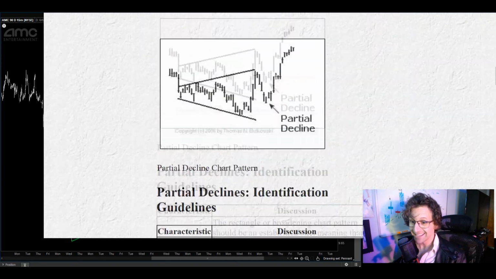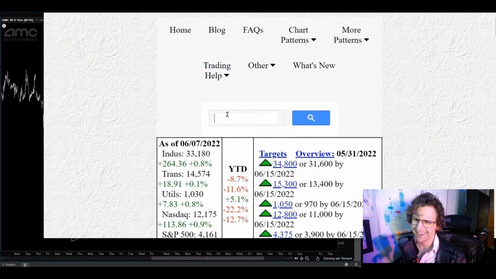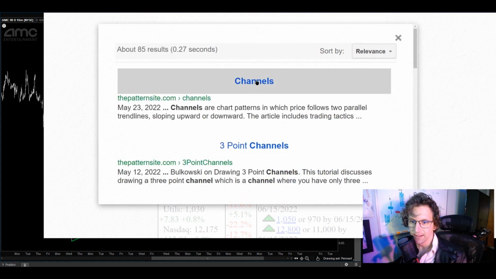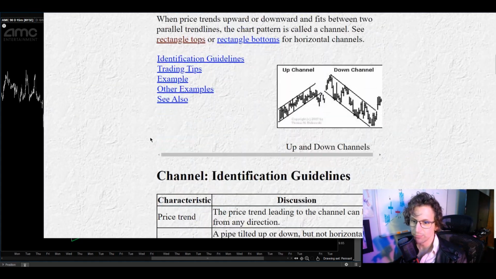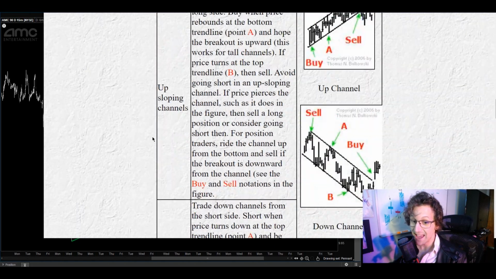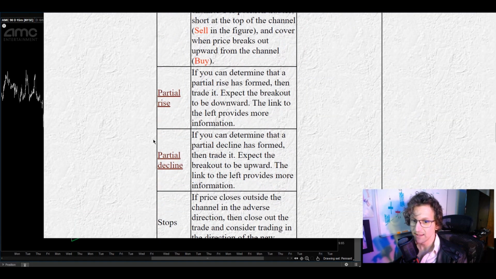So I see that in channels all the time. I want to say it's actually on his page about channels. I don't really know. I think I've read it. It might be in one of his books. This is why I tell people that you gotta read his books, because some of the information is just in there. Not everything is on his website, but here you go.